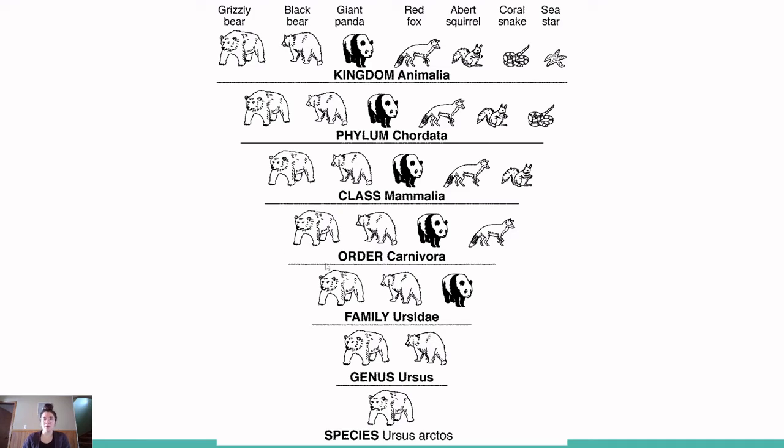The order, Carnivora, narrows it down a little bit more. Those are carnivores. Okay, family, Ursidae. That's related to bears. Our genus is Ursus. And then the species would be just that grizzly bear that we're looking at. Its scientific name is Ursus arctos. Each one gets a little bit more specific, and that scientific name took the genus name, and then arctos is just for that grizzly bear. So, kingdom, phylum, class, order, family, genus, species.